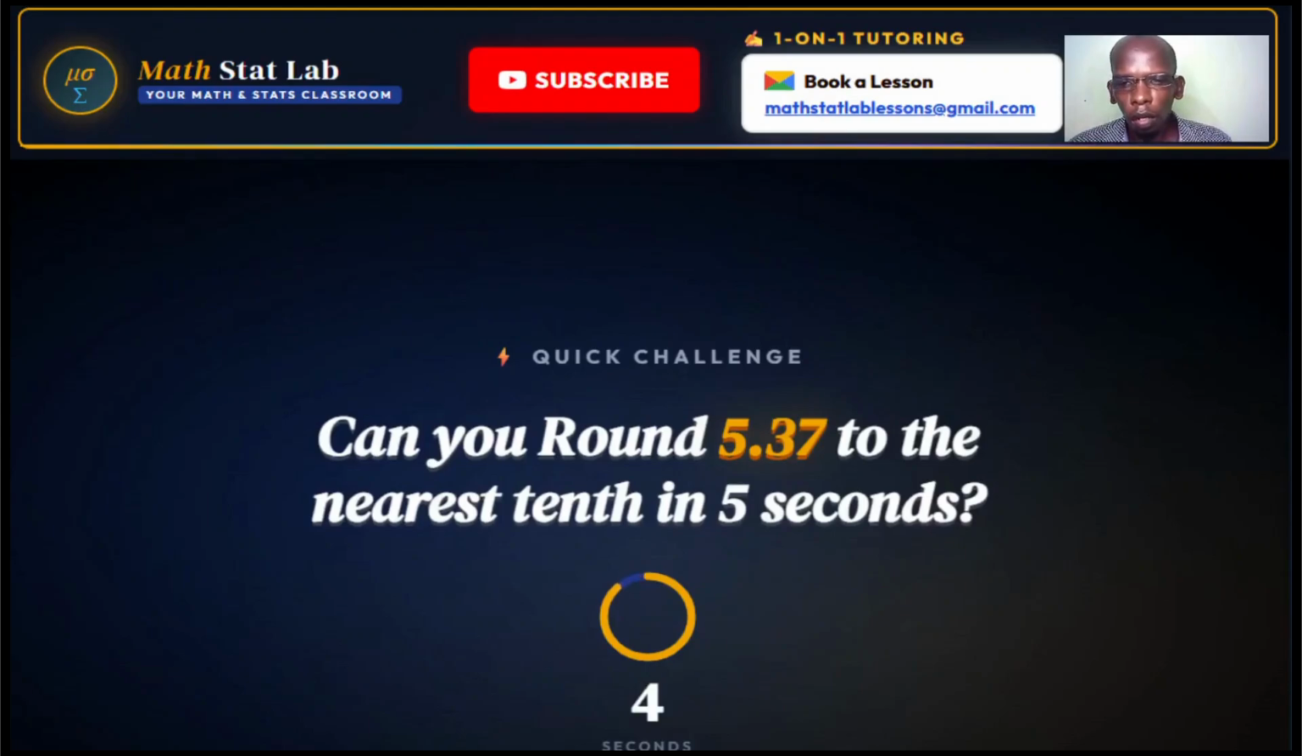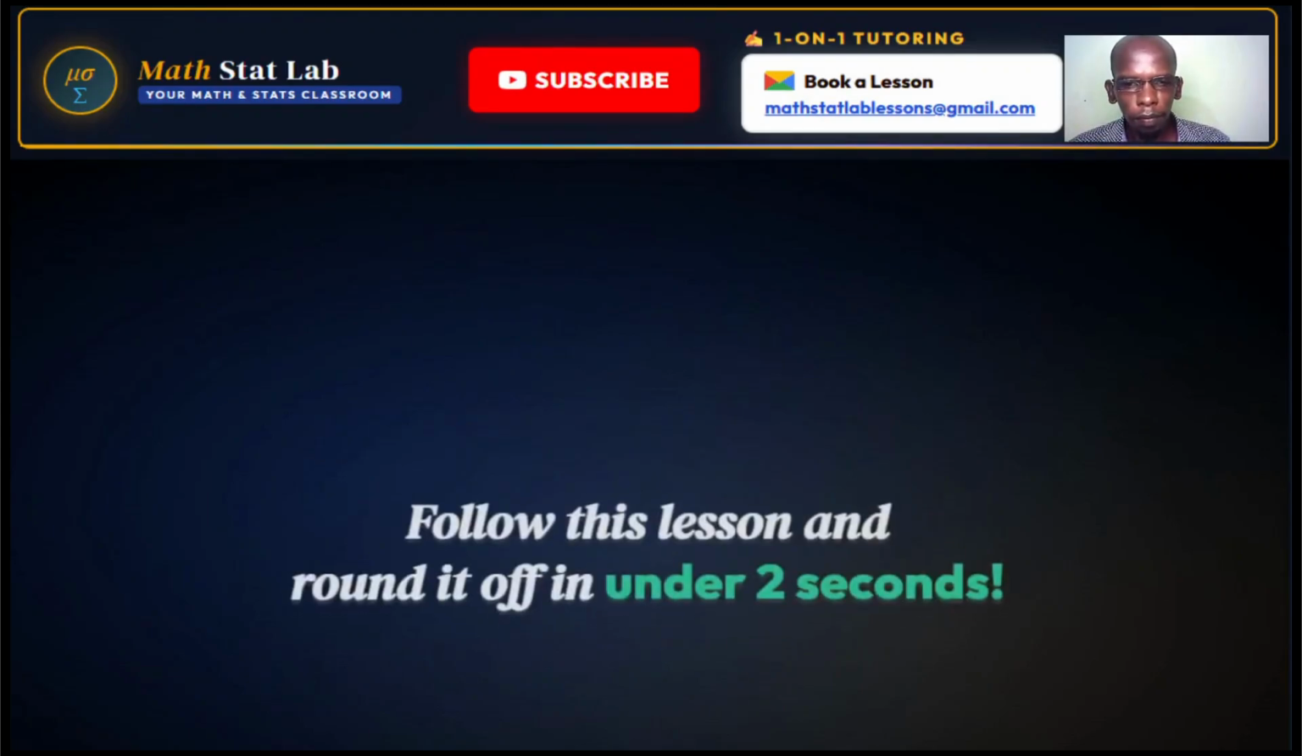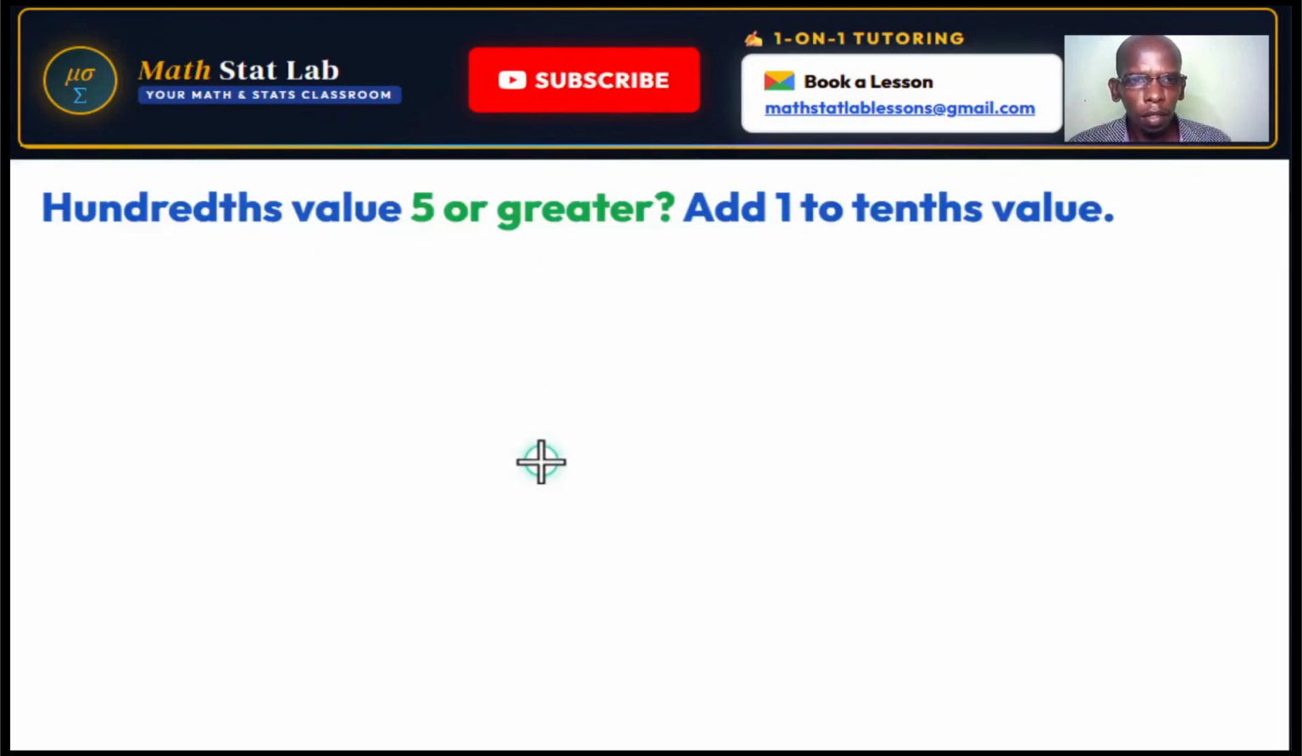Can you round off 5.37 to the nearest tenth in 5 seconds? Follow this lesson and round it off under 2 seconds once you understand the trick. And this is the trick.